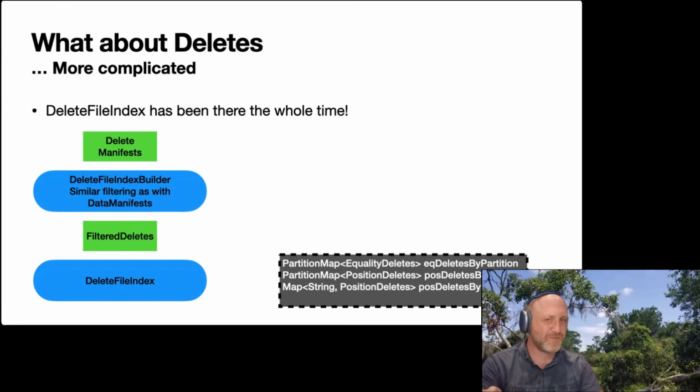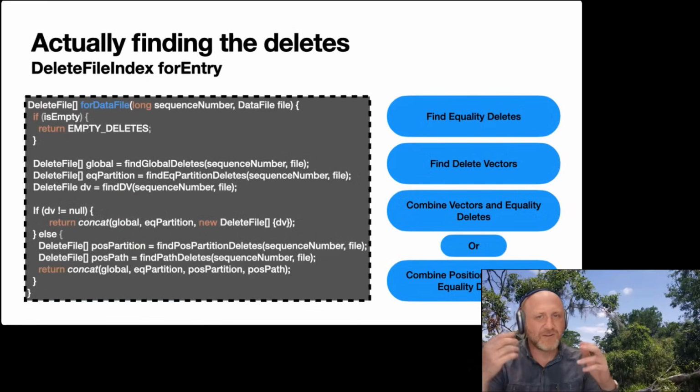You can also do this with position delete files, which is another concept that I don't want to go into the detail of. But basically, it's another way of looking up what delete files are relevant for a specific file. So inside our delete file index, when we call for entry, it's just going to go through those maps and basically determine what is the correct set of deletes for a particular data file.